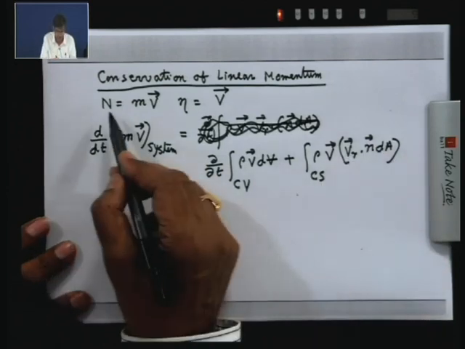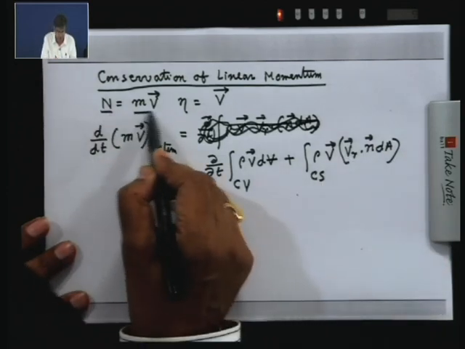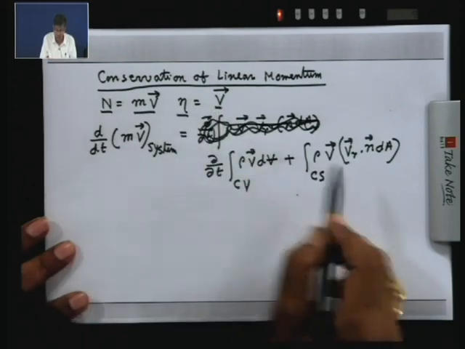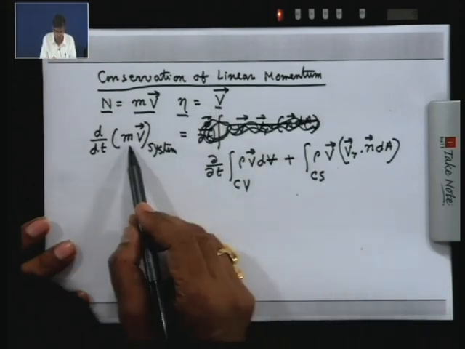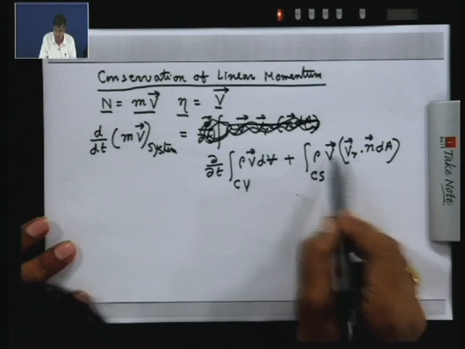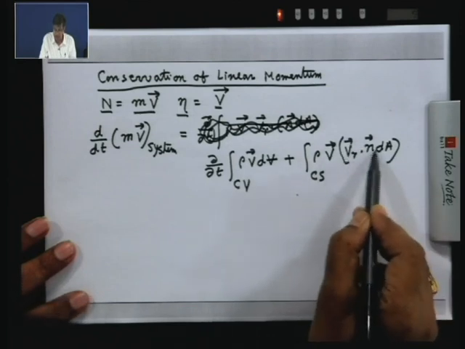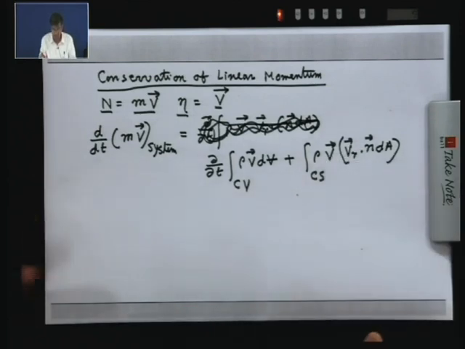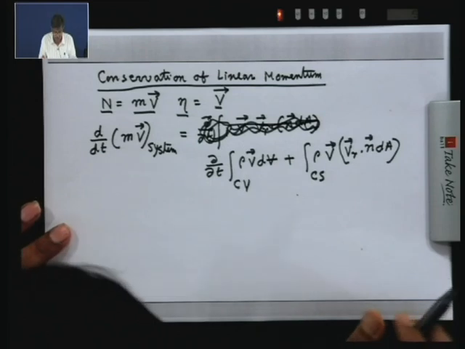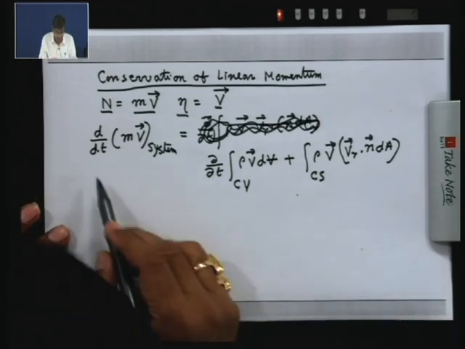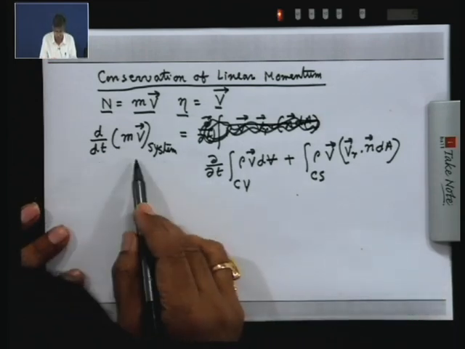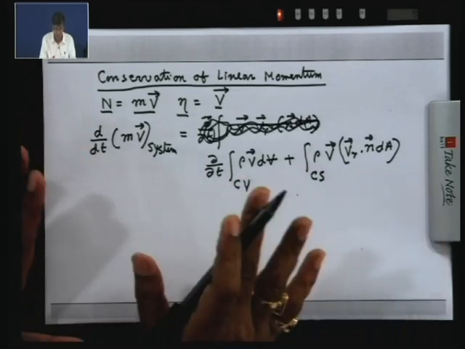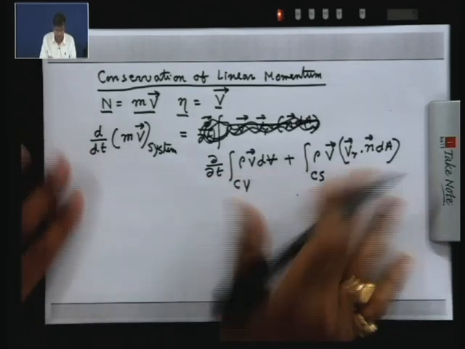volume. That means I am substituting N as mV, eta as V, and it is a vector equation. V is a vector here, and this is a scalar quantity, Vr·n dA. So, everything is clear. Now, the left-hand side and right-hand side are very clear.